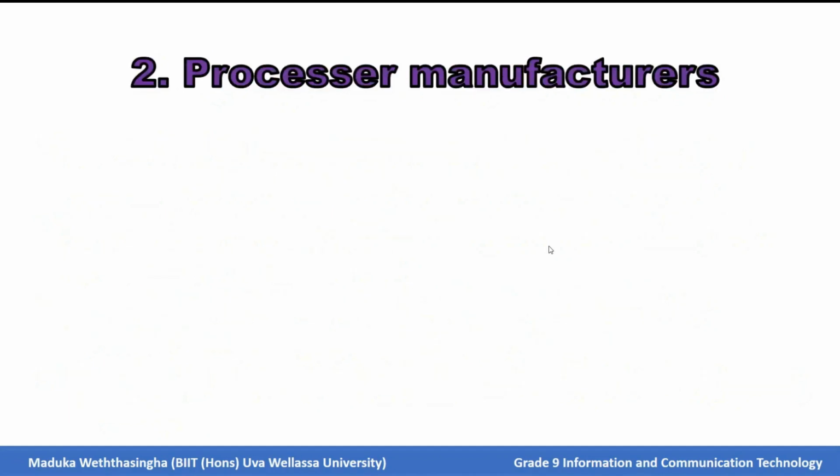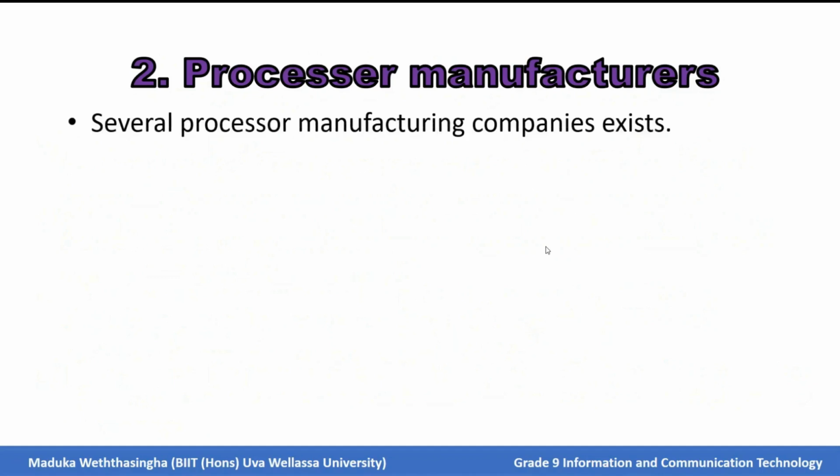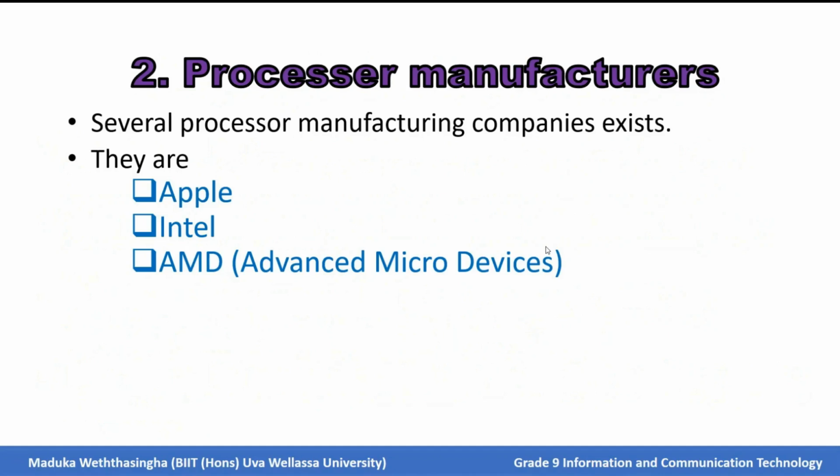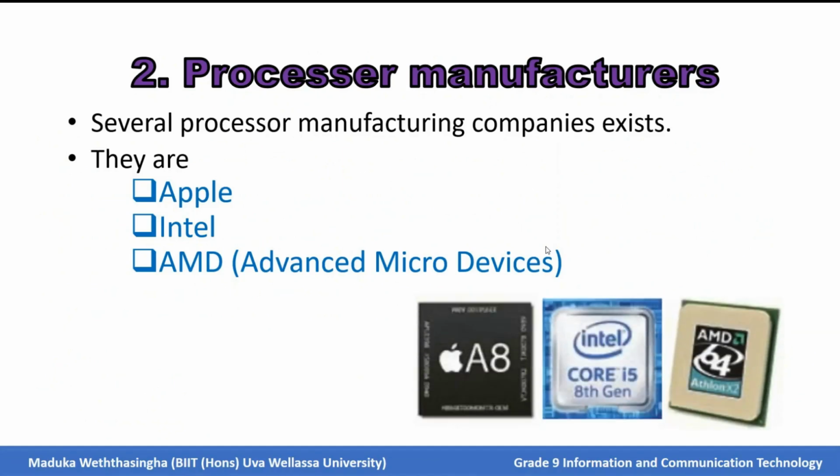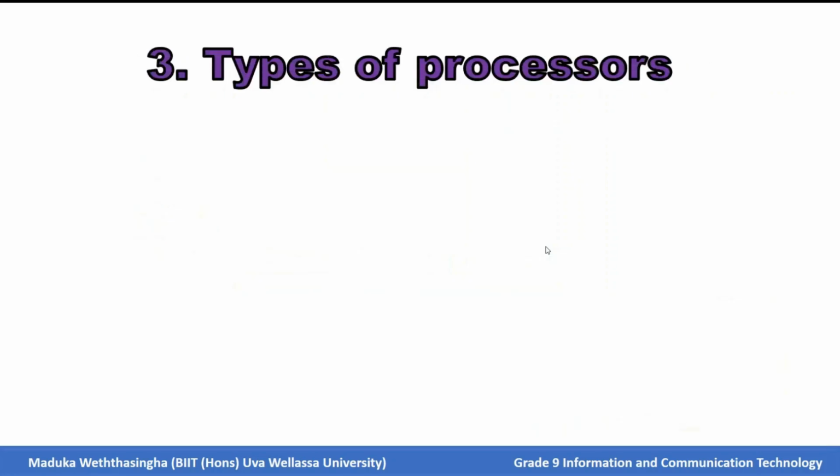Right. So, now we know about speed. Next, we are going to learn about the processor manufacturers. Several processor manufacturing companies exist. Within the market, there are a lot of CPU manufacturers. Some of them are Apple, Intel, AMD. Right? When we purchase a CPU or processor, we need to be concerned about its manufacturer also.